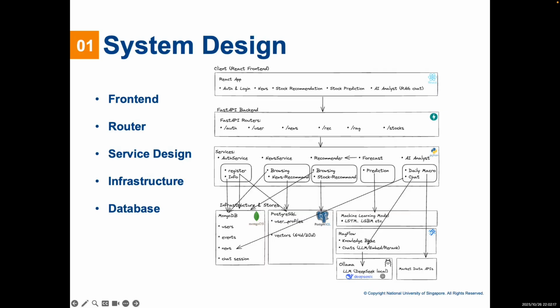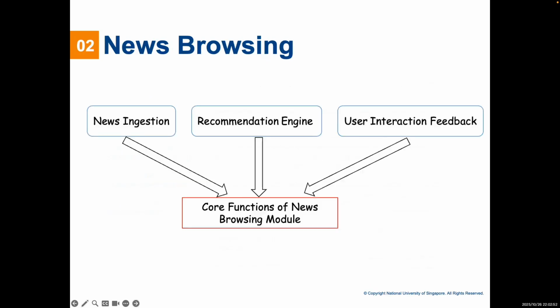For data storage, both MongoDB and PostgreSQL are deployed on our AWS EC2 server. MongoDB stores users' events, news, and chat sessions, while PostgreSQL with pgvector manages users' profiles and semantic embeddings. Additional components include machine learning models like LSTM for forecasting, RAGFlow for the retrieval augmented generation, and Ollama as a large language model engine.